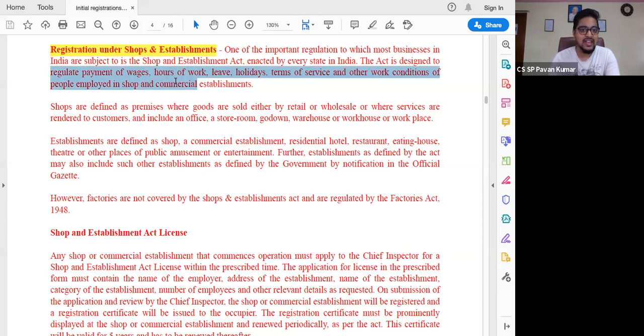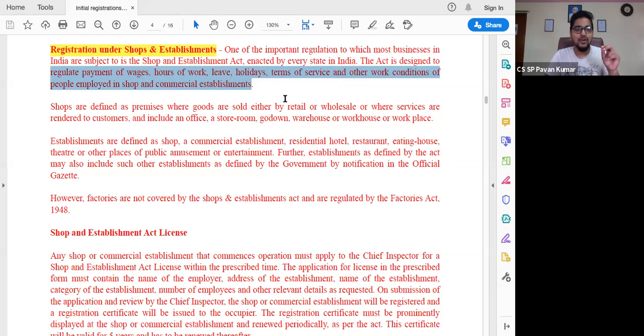So what is this Act normally designed for? It is used to regulate wages, hours of working, holidays, leaves, and terms and conditions of the working conditions that are there in the shops and in the commercial establishments. Okay, so it helps you regulate how the work area should function. Here it is explained that all types of shops and establishments are supposed to get registered under the Shops and Establishment Act.